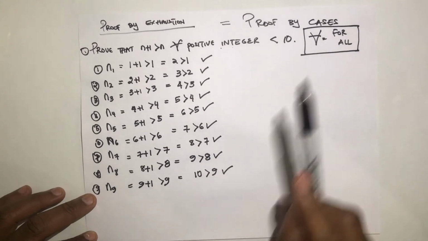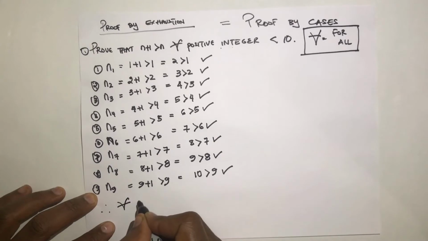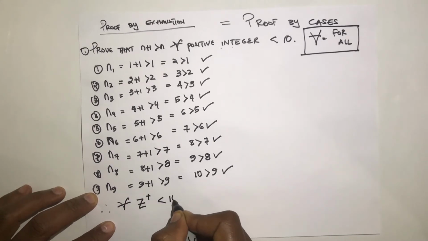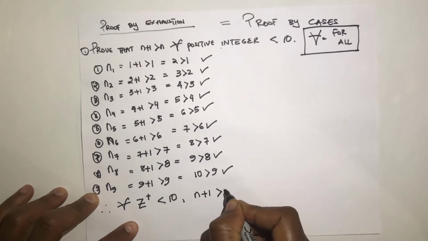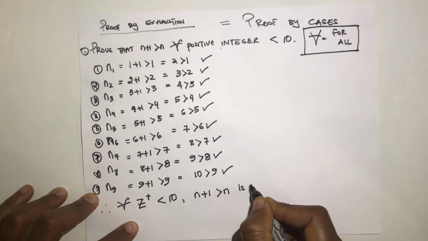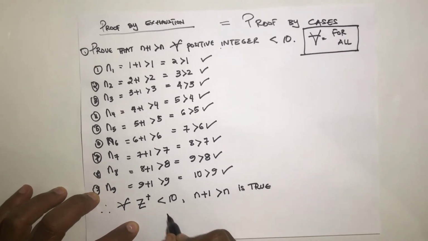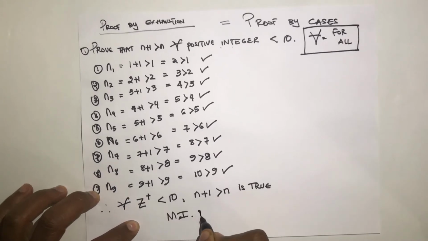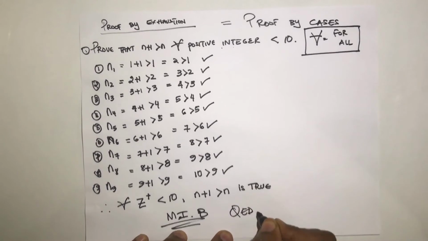that is less than 10. Therefore, for all positive integers less than 10, the statement n plus 1 is greater than n is indeed true. Now, isn't math beautiful, people? Math is indeed beautiful, and this was a question excellently done.